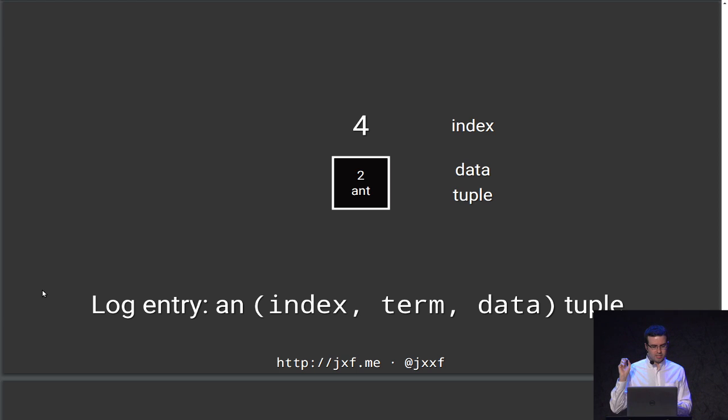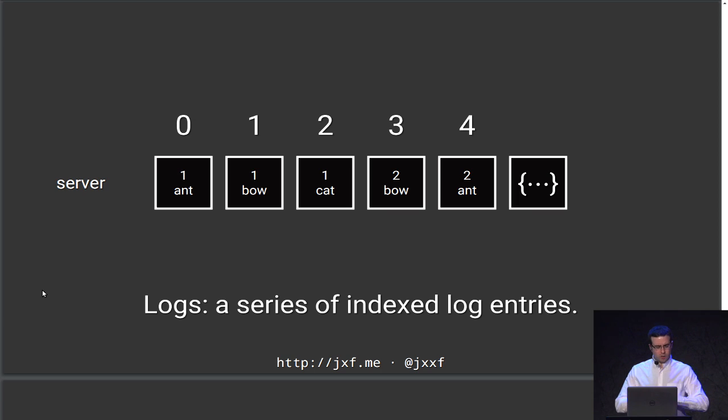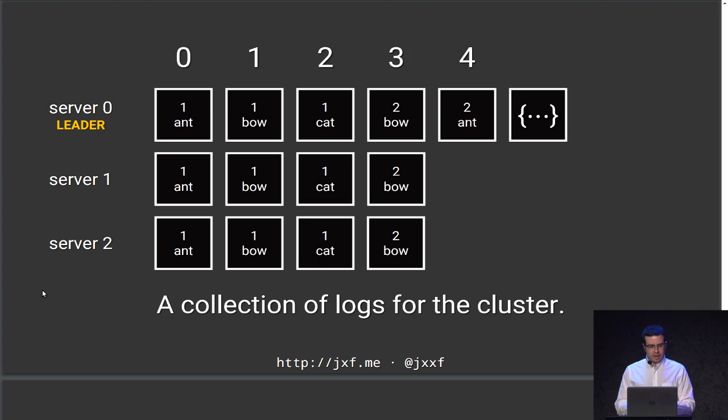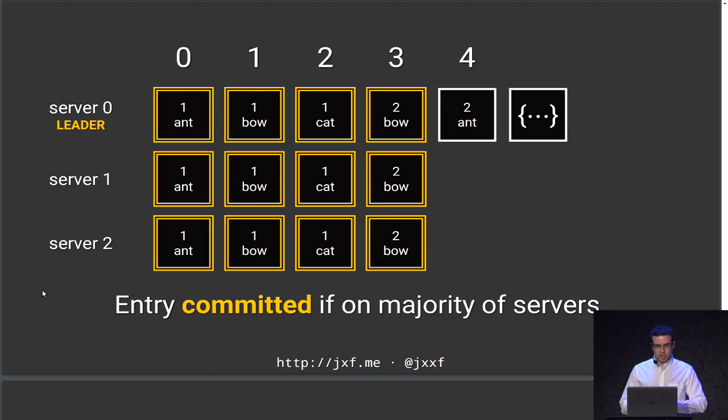It has a piece of data that represents the thing that you're storing, and then it has the term that piece of data is associated with. So if you receive the data in term 4, that piece of data will have a term 4 attached to it. So a given server's log is a list of these log entries. And a collection of logs for the entire cluster just looks like a list of logs. In this case, server 0 is the leader, and it has 1 entry that the other 2 servers don't yet have. We consider an entry committed if it's on a majority of the servers.